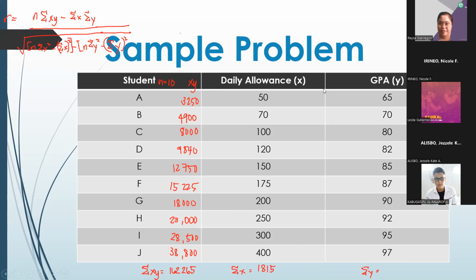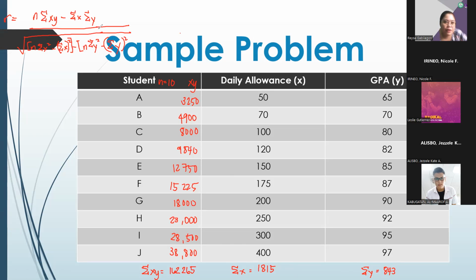So these are 65, 70, 80, 82, 85, 87, 90, 92, 95, and 97. So yes, that's 800. Again, that's 843. So we have now the summation of the X and the summation of the Y.